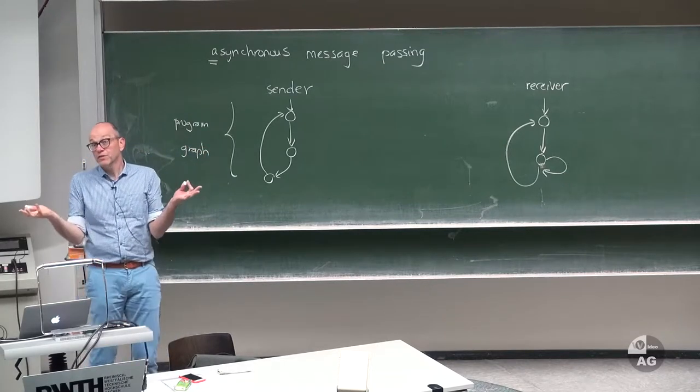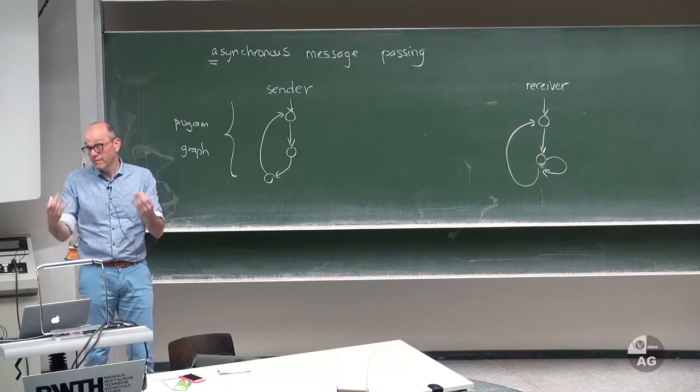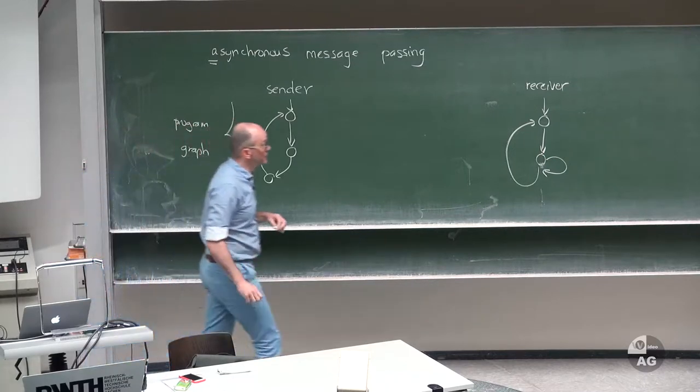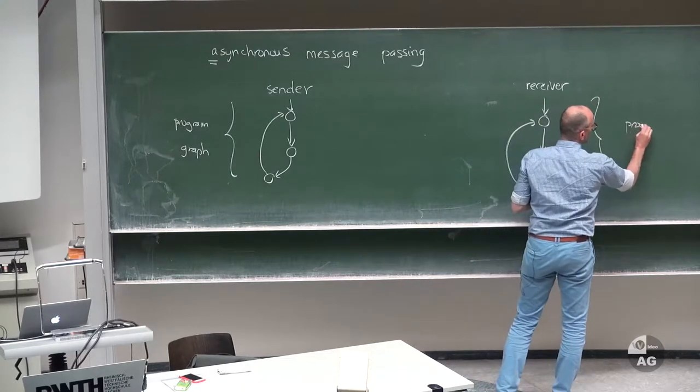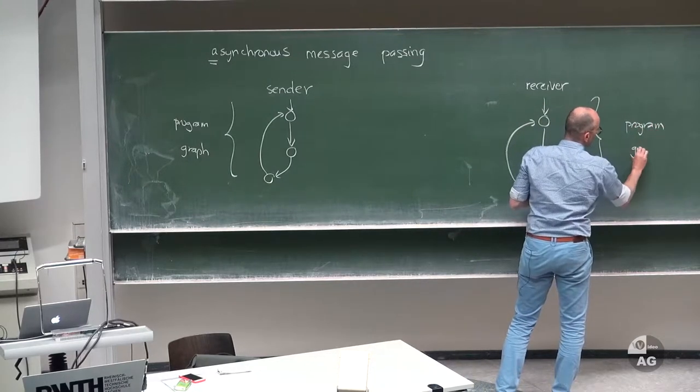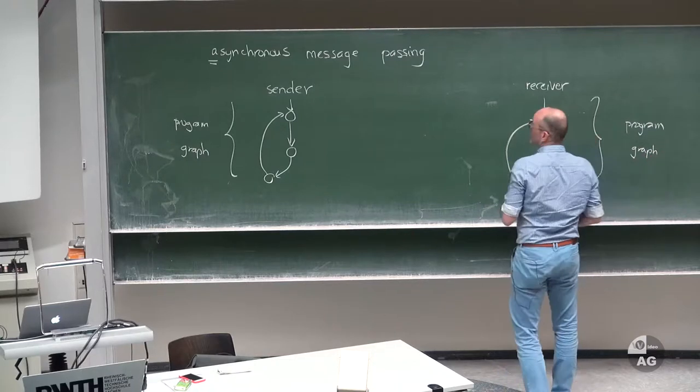Program graphs are finite, right? Because every program has finitely many lines or states, locations as we call them. This is a program graph. And now the question is, how do they communicate? Well, there are two ways.